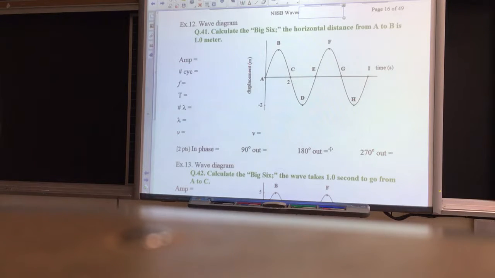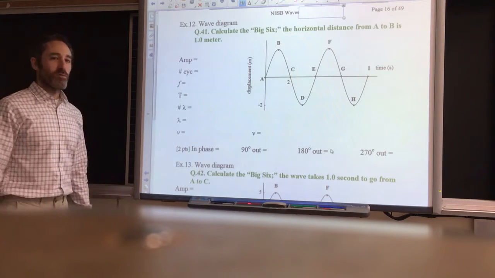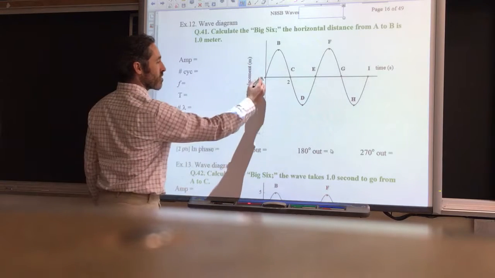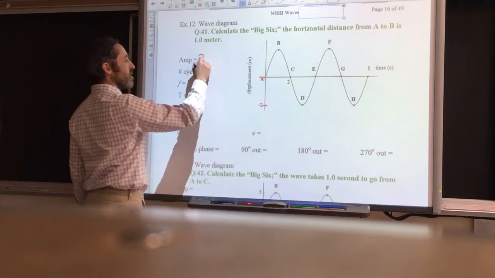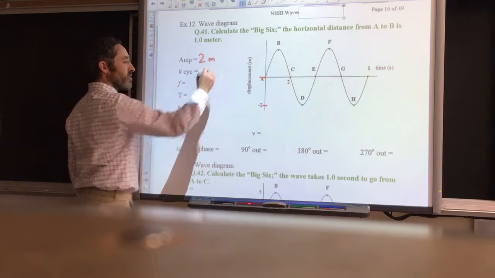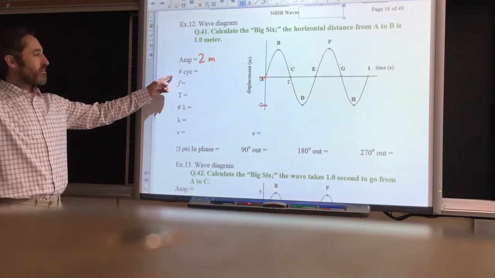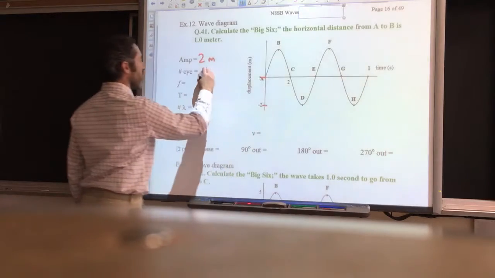All right. So let's see here, page 16. Let's talk about this a little bit. All right, what do we got? Let's go around the room. Katie, amplitude. 2. The amplitude is always from that equilibrium to either the min or the max. 2, this is meters. Often they're centimeters. Keep going. Next. How many cycles do you see? 2. There it is. 1, 2.